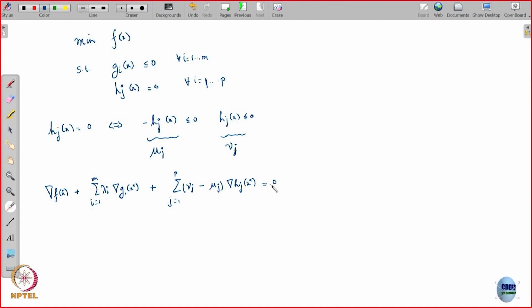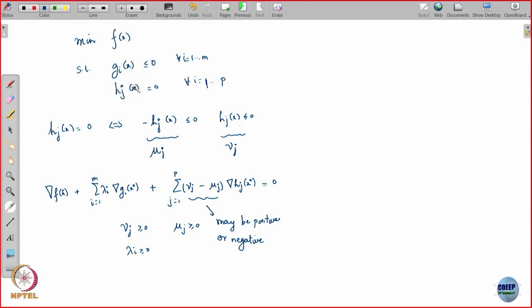All right. Now, what we know is that both these Lagrange multipliers, nu j and mu j, should be greater than or equal to 0, just like the lambda i's. But the difference nu j minus mu j may be positive or may be negative. Also, since both these constraints must be satisfied, for a point x star to be feasible it has to be that Hj of x star is equal to 0.